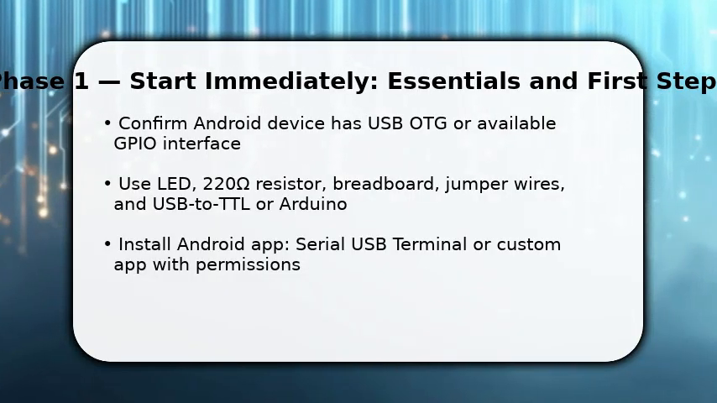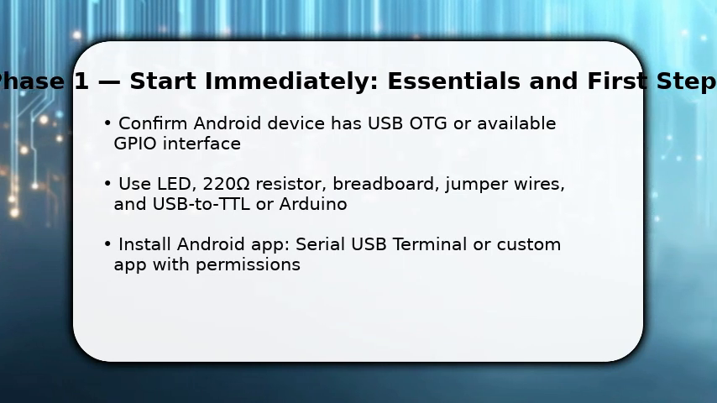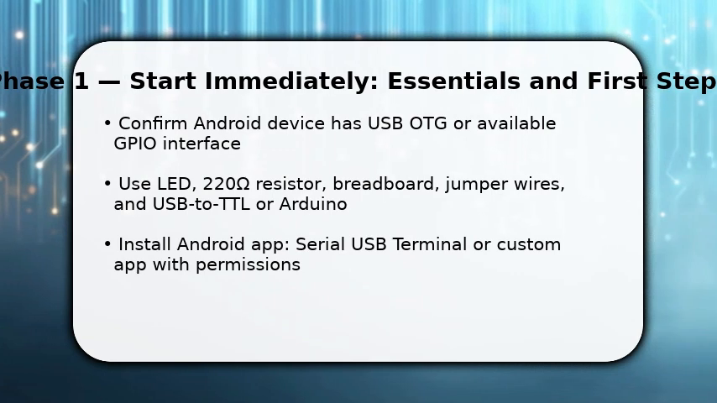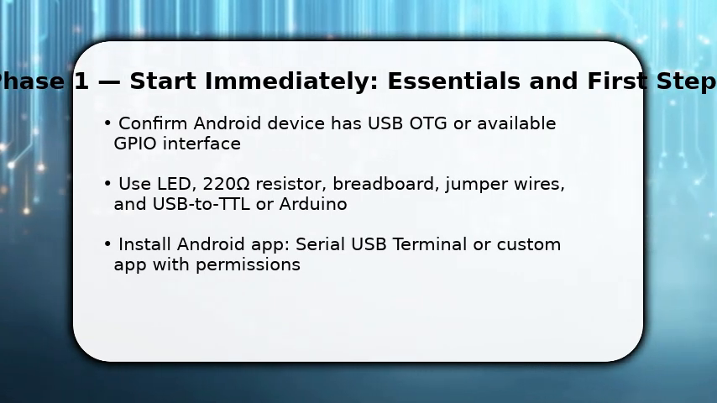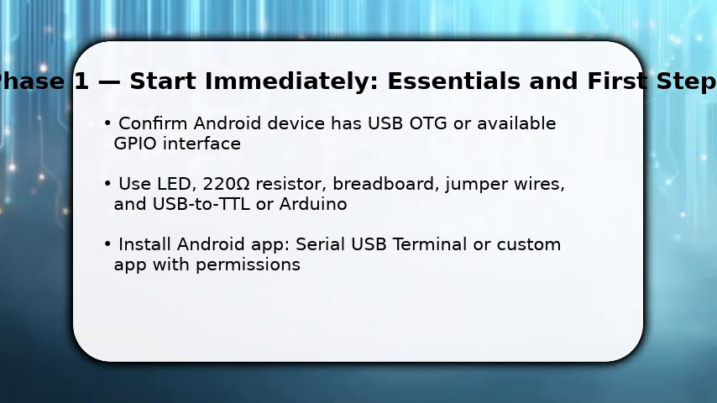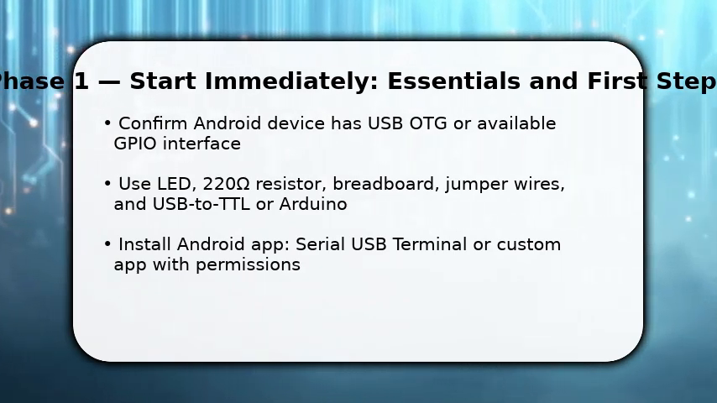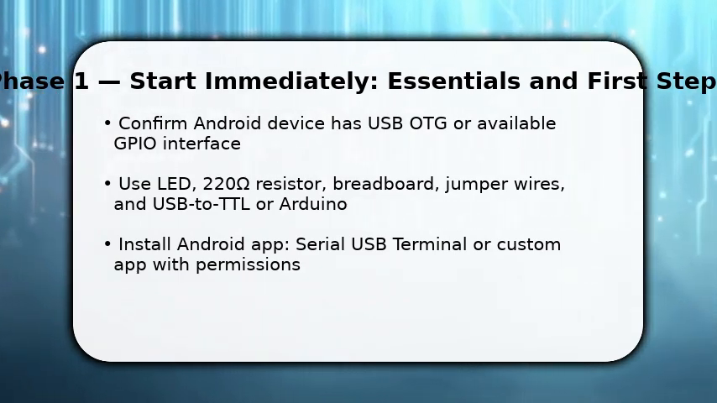You begin by verifying prerequisites. Confirm your Android supports USB OTG, or you have a microcontroller with GPIO pins to bridge to the LED. Once done, assemble the LED circuit: an LED, a 220 ohm resistor to limit current, and a breadboard or prototyping wires.